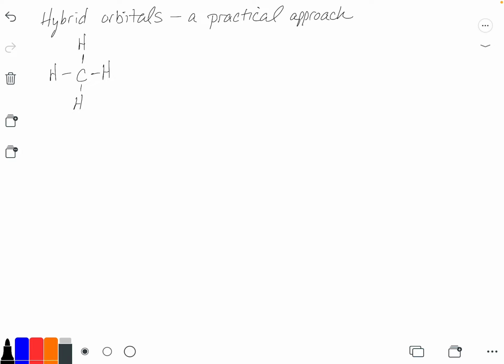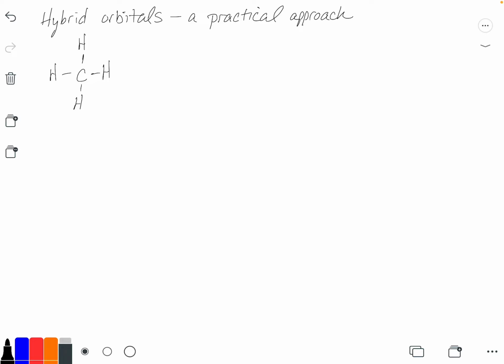You can read in the textbook all about how atomic orbitals don't exactly solve this problem, how the concept of hybridization was described by Linus Pauling and refined by others. It's a mathematical treatment that, frankly, is well beyond what we need to worry about. What we want to think about here is what is a hybrid orbital and how does that affect me? So we'll use methane as an example here for a moment.